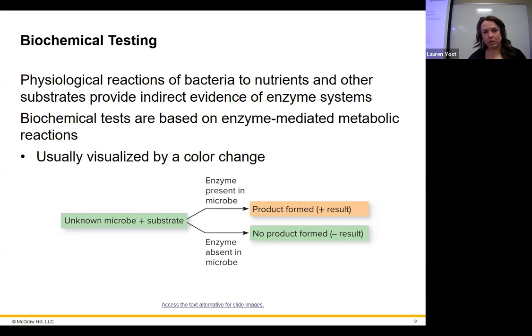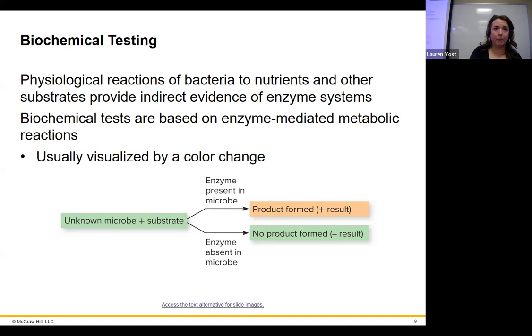So whether or not that enzyme is present means whether or not you're going to have the product that's going to cause the color change in the media. We've mentioned phenol red, and we're going to keep mentioning phenol red. It keeps popping up, being a pH indicator. If there's acid, it turns from its reddish orange color into yellow. And if it's basic, alkaline, it'll turn from that reddish orange color into a bright pink.